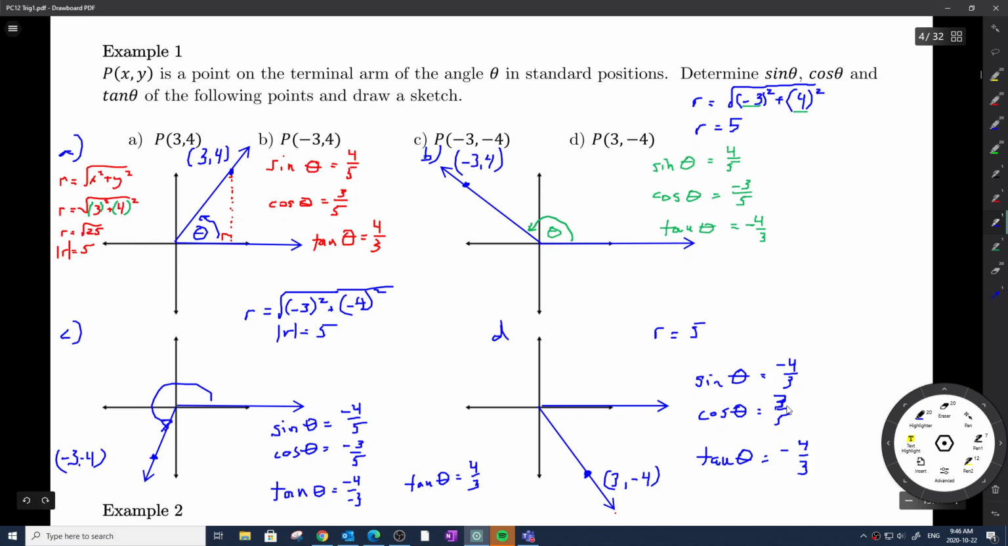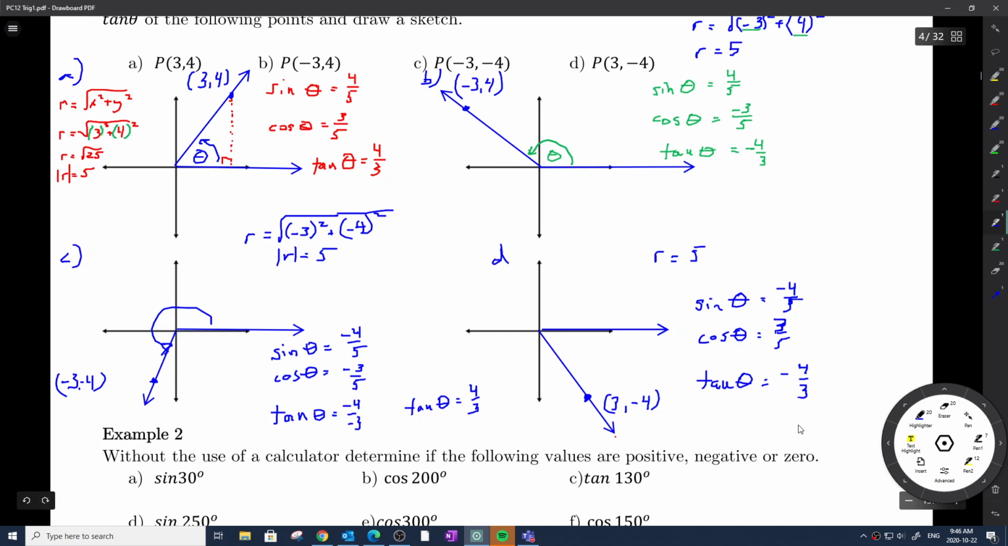Cosine theta, sorry, incorrect. Sine theta is equal to -4/5. My mistake. Cosine theta is equal to +3/5. Tangent theta is -4/3. So in each one of these, notice how I've sketched them out. Now I didn't have to draw them out. I had a great definition to work with. If I drew them, this would be even more accurate.